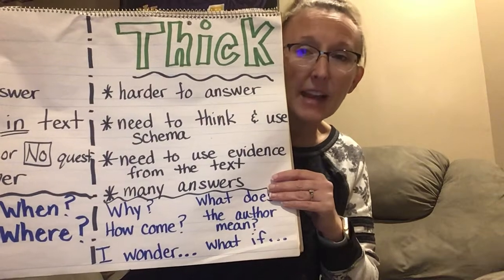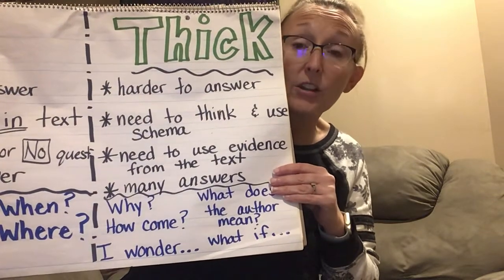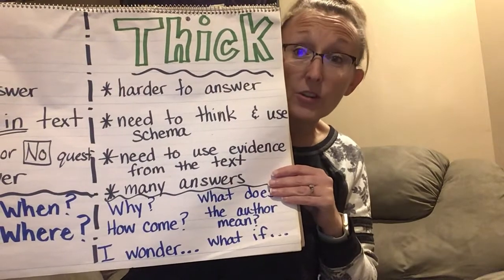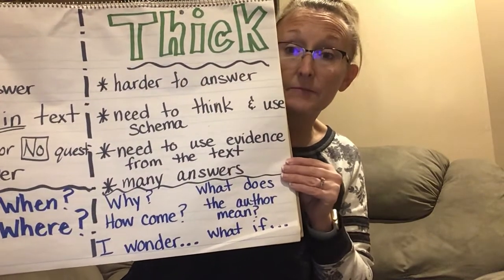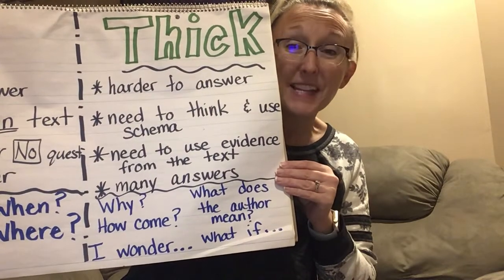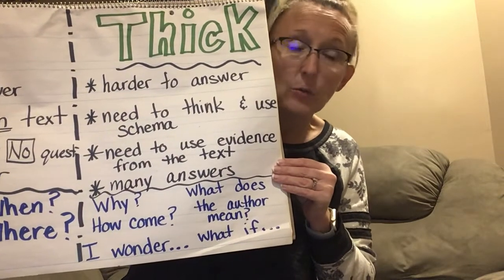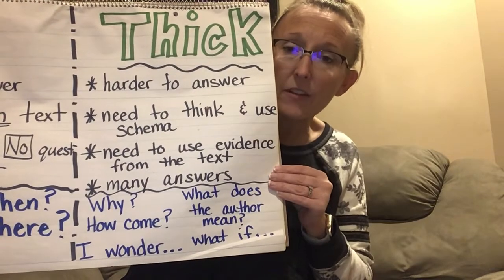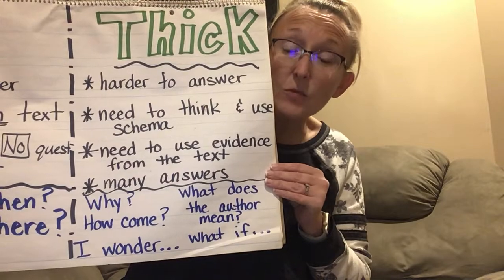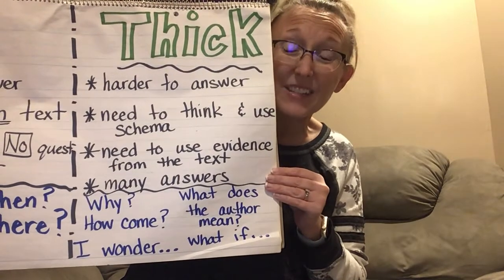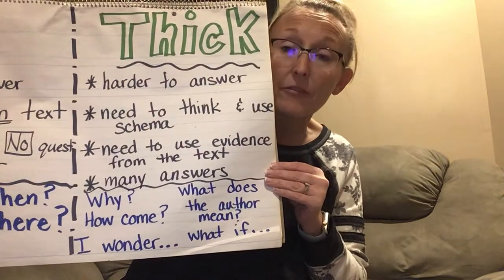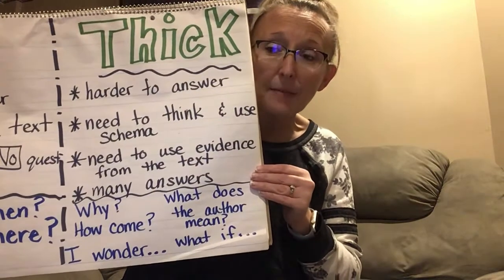How come is another way to say why. We could ask a question, I wonder. I wonder why he lied, or I wonder why his mom didn't get mad at him. What does the author mean? I ask you this question all the time. I might say, why did the author do that? Well, you don't know. You can't ask the author. They're not sitting right there. So you have to think like a writer and use what's in the book to help you make that decision, to answer that question. The other question could be a what if. Those are different examples.